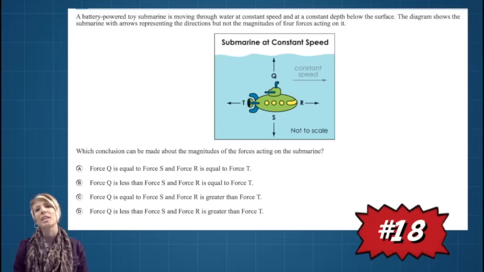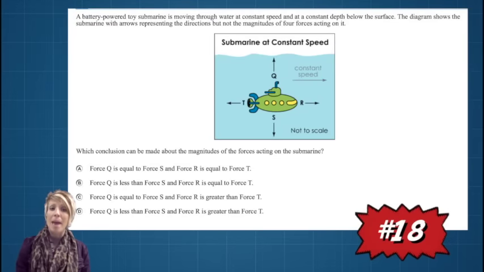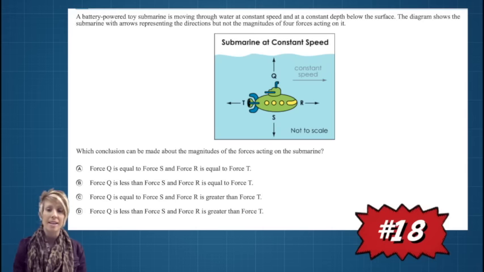Okay, now let's take a look at number 18. It says, a battery-powered toy submarine is moving through water at constant speed and at a constant depth below the surface. The diagram shows a submarine with arrows representing the directions, but not the magnitudes, of four forces acting on it.